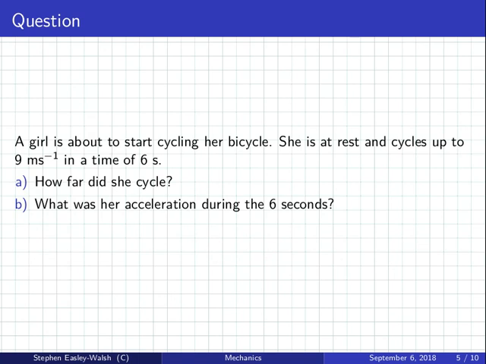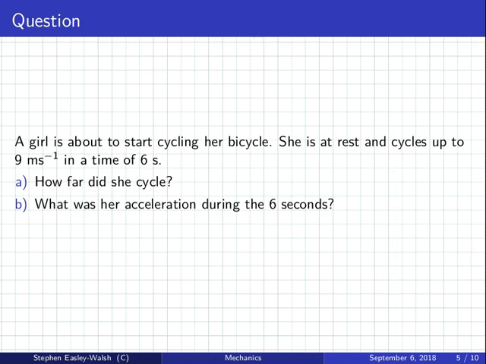So a girl is about to start cycling her bicycle. She is at rest and cycles to 9 meters per second in a time of 6 seconds. Okay, do we know the U? Yes. What's the U?